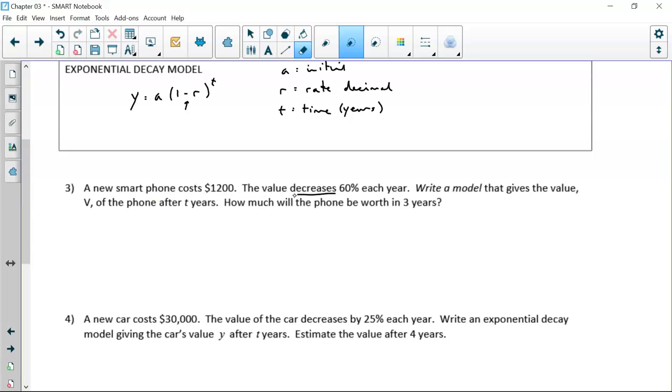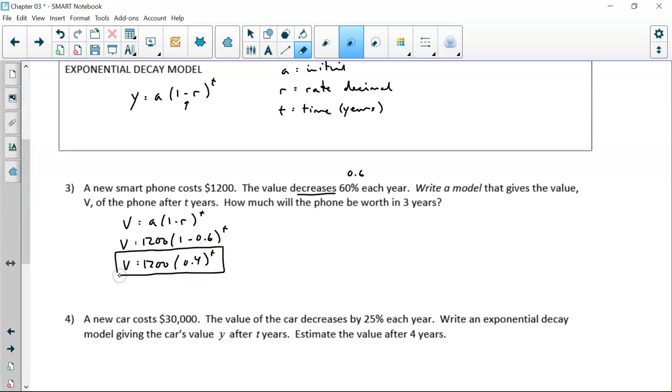So we're going to write a model. Now it costs $1,200 initially, so it's going to be decay. So they want us to use v equals a times 1 minus r to the t. A is 1,200 times 1 minus. Now 60% is 0.6 to the t. So v equals 1,200 times 0.4 to the t. There's our decay model.